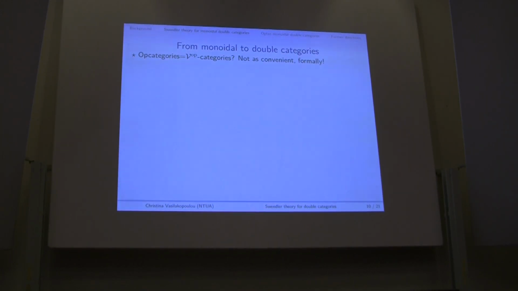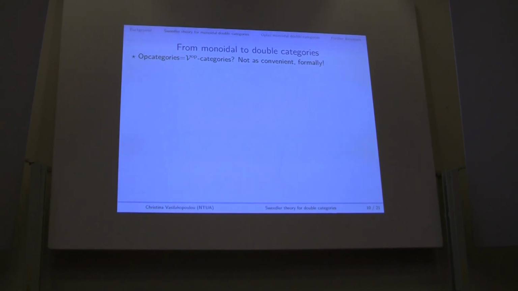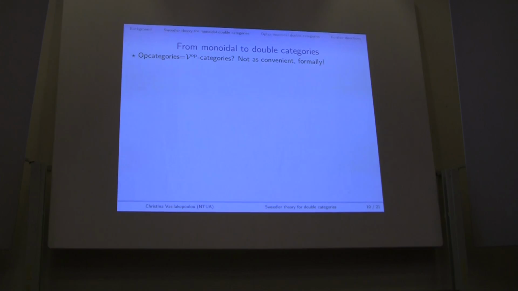I don't want to do this because, as many of us know, when V has some nice properties, V-op does not have those nice properties. So if V is locally presentable, which is very essential for what we've been doing here, V-op is not going to be locally presentable. So this is not a setting I want to go to because formally it's not convenient.